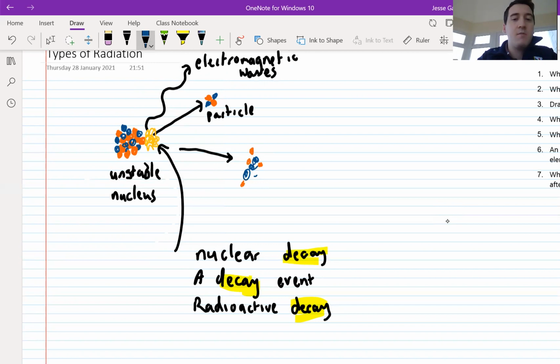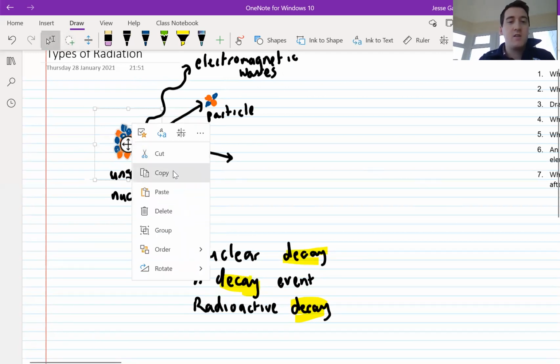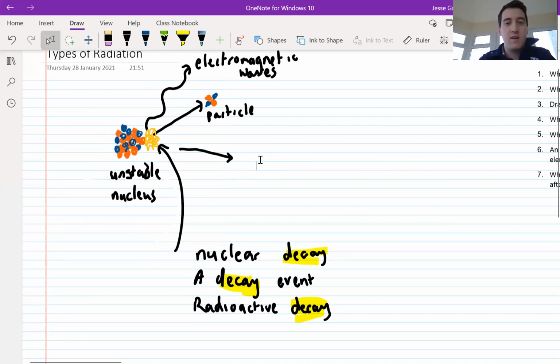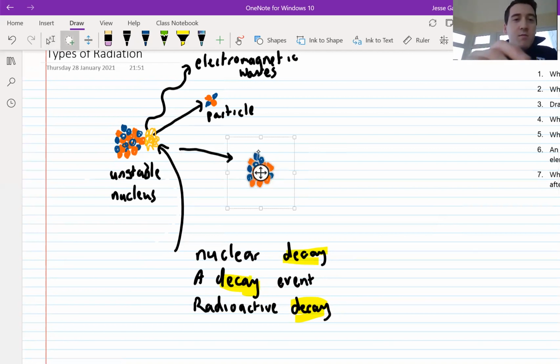Sorry, I keep deleting stuff by accident. Do you know what I'm going to do? I'm going to cleverly copy this nucleus like that. I'm going to make a copy of that, and I'm going to paste it over here. And now what I'm going to do is take it and rub some of the particles out. Rub it. Come on, there we go, rub it.